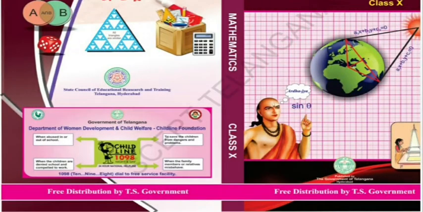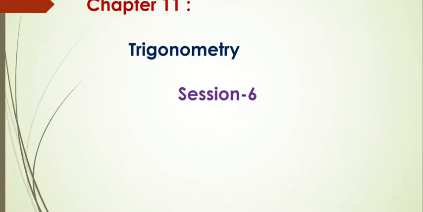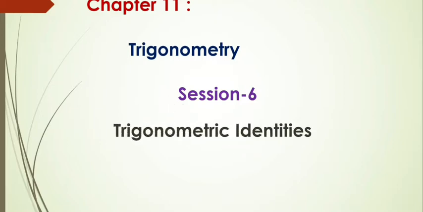Today we are discussing 10th class mathematics. From that we are seeing the 11th chapter, that is trigonometry, which is one of the important concepts in 10th class mathematics. And now we are in the sixth session. In this session, we are going to discuss trigonometric identities. Before starting this session, just recall the previous concepts.